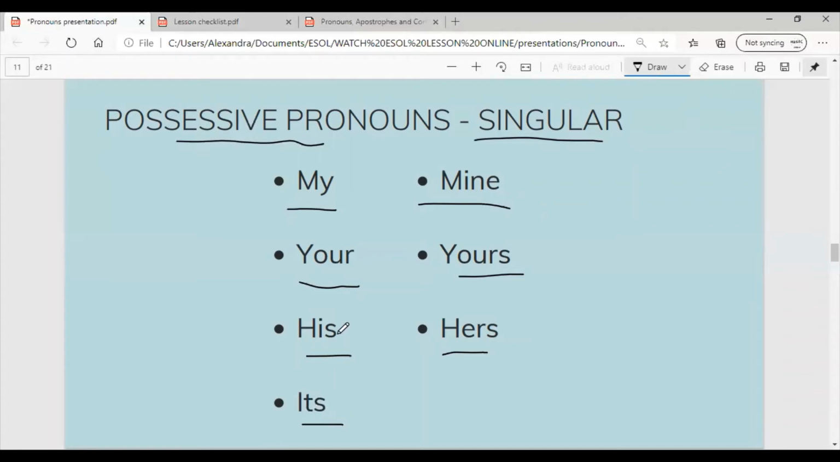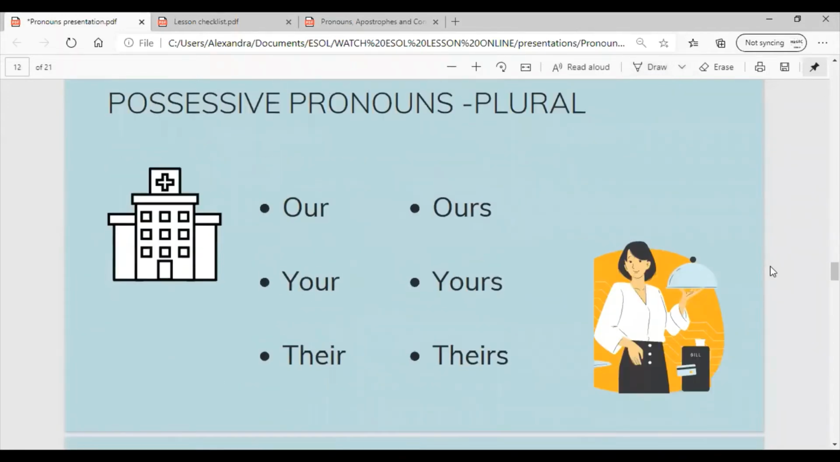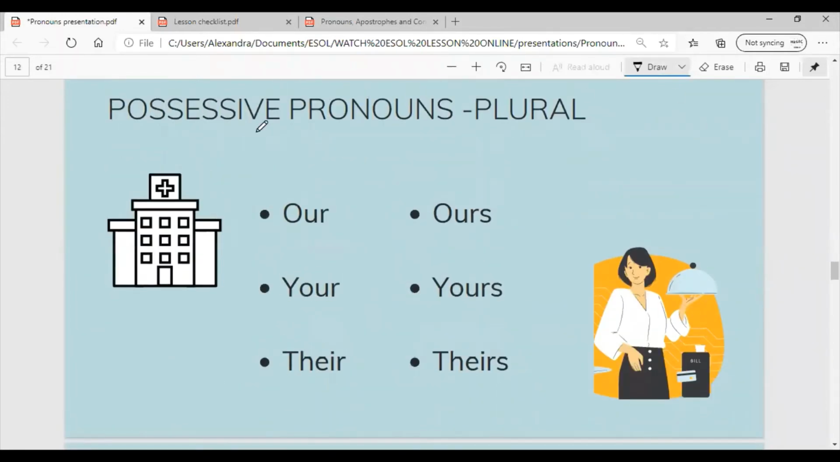So if you don't know if it's a male or female pronoun, or if it's someone else's, if it's just an object or a neutral term, you would just use its. Okay, so those are the singular possessive pronouns. Now we've got the plural ones.